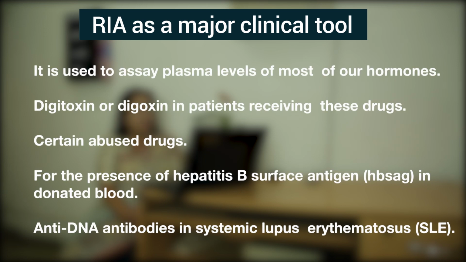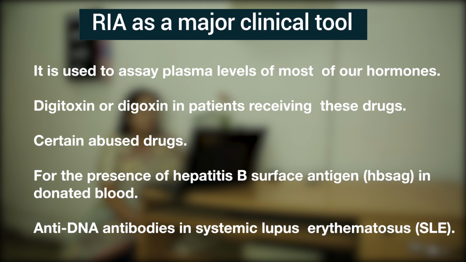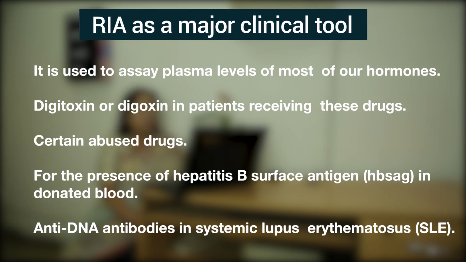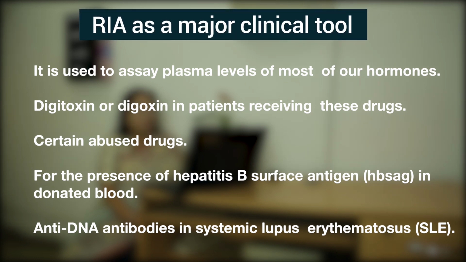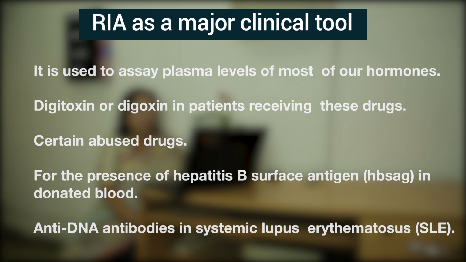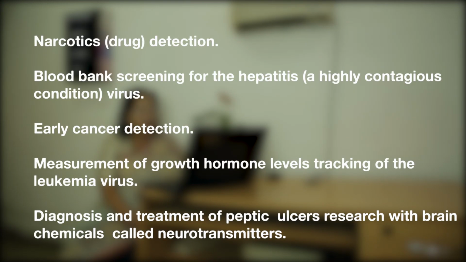Why is it important? What is the clinical importance of radioimmunoassay? It is used to assay plasma levels of most of our hormones, digitoxin or digoxin in patients receiving these drugs, certain abuse drugs, the presence of hepatitis surface antigen in donated blood, and anti-DNA antibodies in systemic lupus erythematosus, that is the very common SLE, and narcotic drug detection, screening of blood banks for hepatitis both B and C, a highly contagious condition, and early cancer detection, and measurement of growth hormone level, tracking the leukemia virus, and finally diagnosis and treatment of peptic ulcer, and research with brain chemicals called neurotransmitters.